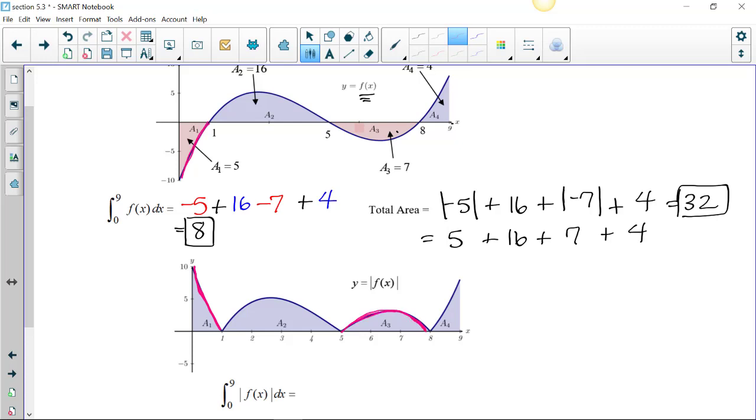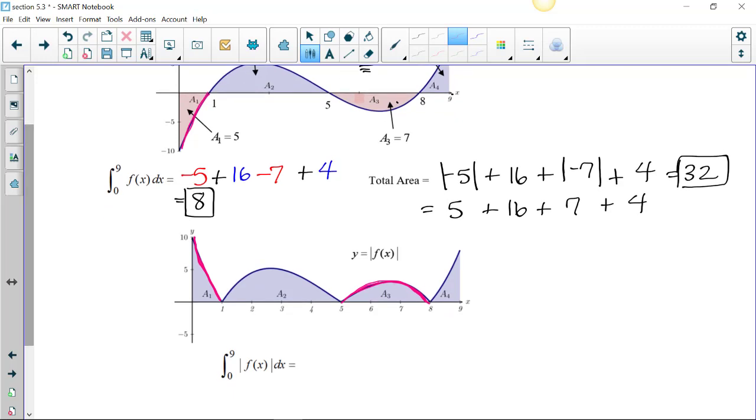So if we're taking the absolute value of the entire function. Okay, so if I calculate the definite integral from 0 to 9 of the absolute value of f of x, then basically this region is 5, this region is 16, this one is 7, and this one is 4. Okay, so ultimately it is just 5 plus 16 plus 7 plus 4, which is 32.